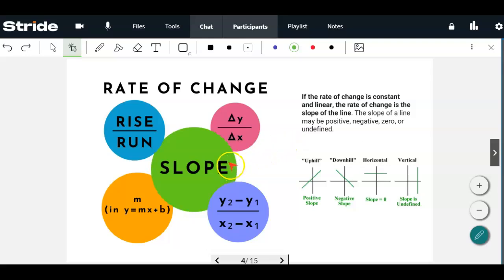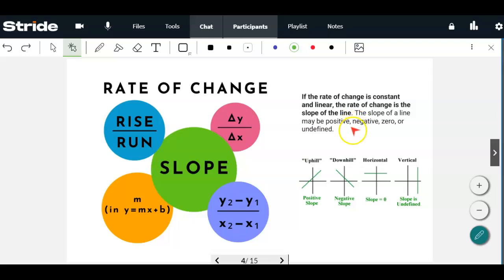We've been talking about slope since Unit 3. We know that when you have a graph, you can just do rise over run, which is your change in y over your change in x. This is slope intercept form. Remember, m is the slope, b is where it crosses the y axis, and then the slope formula is change in y over change in x. So if the rate of change is constant and linear, it's a straight line, the rate of change is the slope of the line. That's important information.